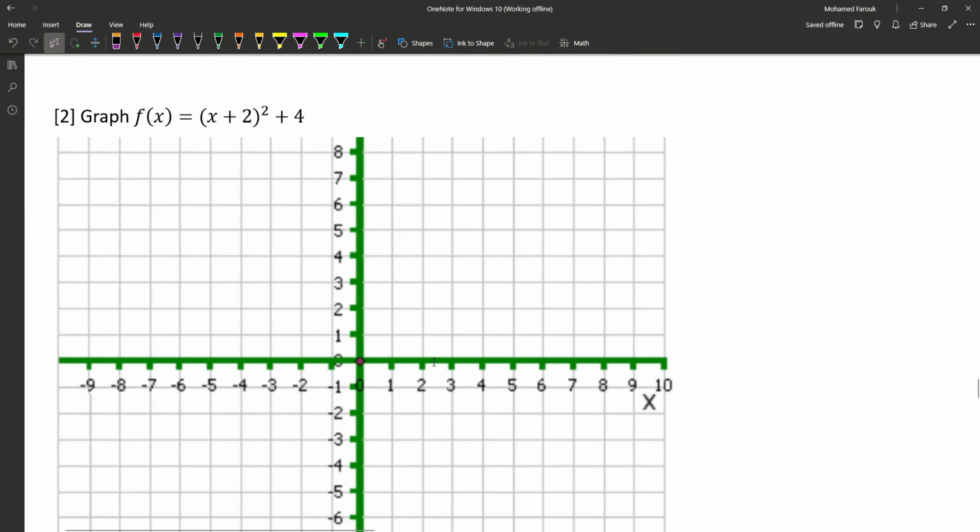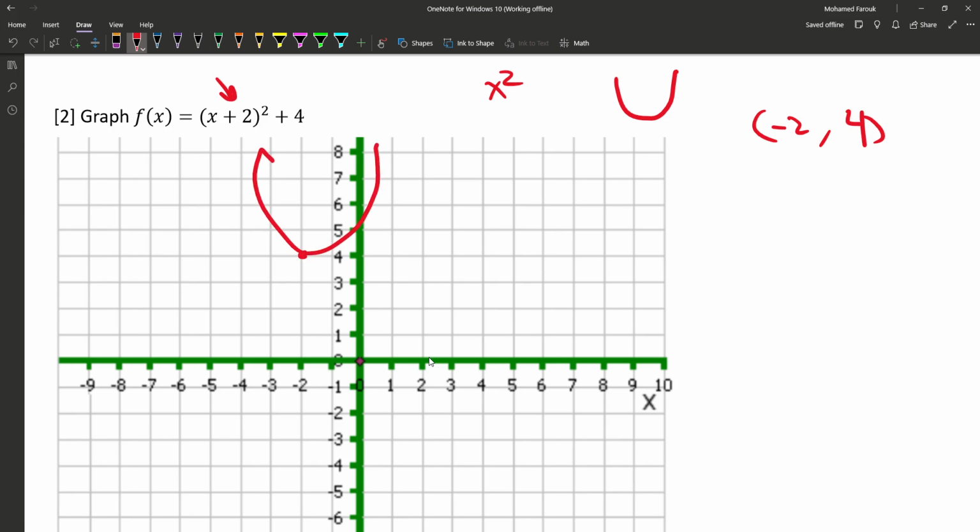The same, we have a transformation here. This one is quadratic, so x squared, it's drawn like this, smile face. And we have a translation here. So what is the vertex? We have it at -2 and 4, because we invert the sign of the number beside x, so it will be -2 and 4. -2 and 4, this is our vertex, and draw your happy face. Okay, this is how you will do it.